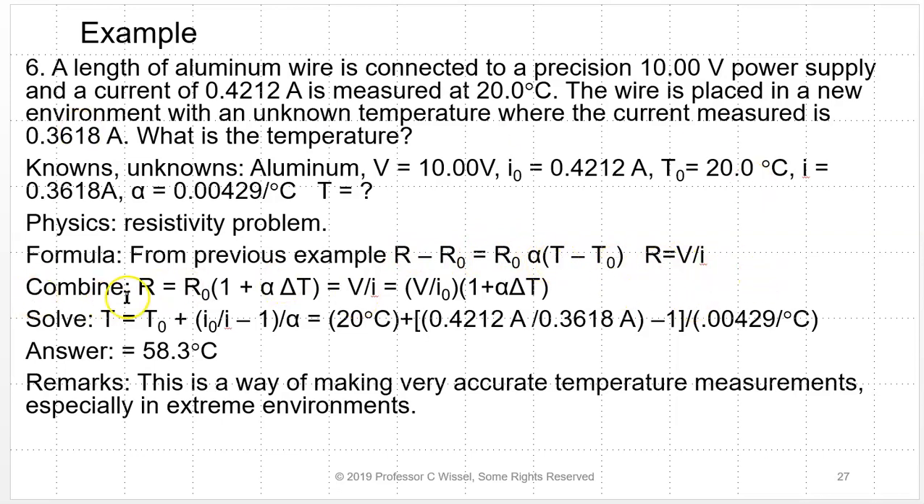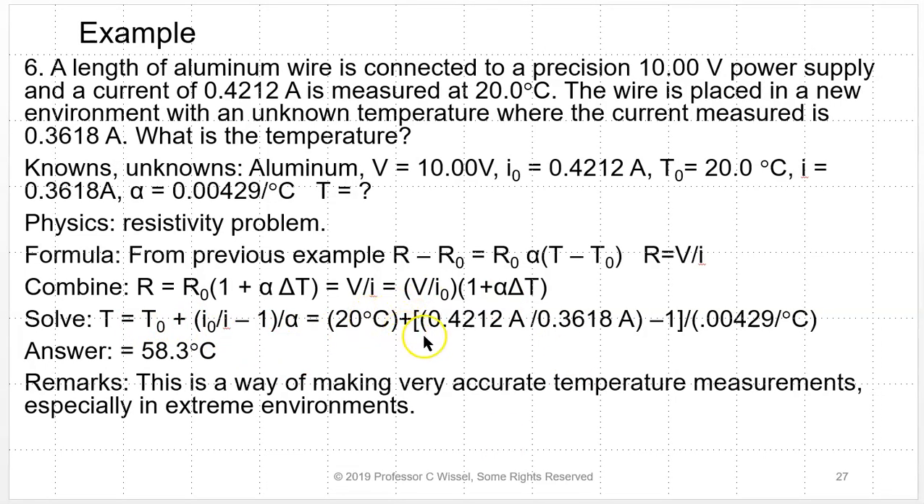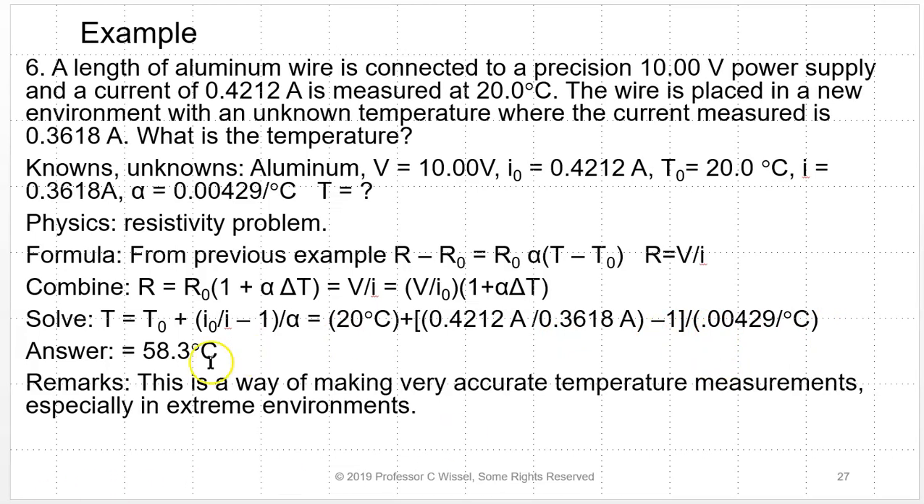We can combine this. We can say that R equals R naught times the quantity 1 plus alpha delta T, and that is equal to V over I. And that equals V over I naught times the quantity 1 plus alpha delta T. T equals T naught plus the quantity I naught over I minus 1, divided by alpha. This equals 20 degrees C plus the quantity 0.4212 amps divided by 0.3618 amps minus 1, divided by alpha of 0.00429 per degree C. The answer to this is 58.3 degrees C.